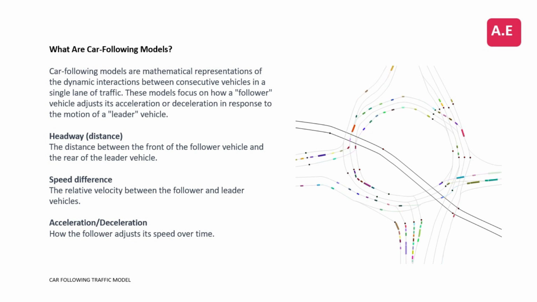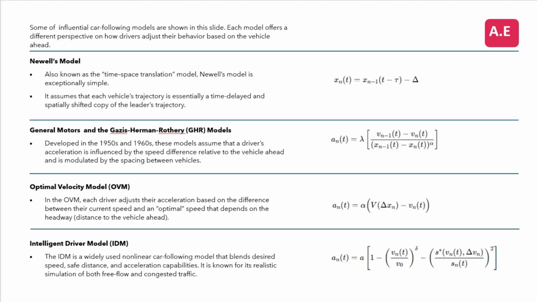Car-following models are essential for understanding traffic phenomena such as stop-and-go waves, shock waves, and congestion propagation. They also play a critical role in designing intelligent transportation systems, ITS, autonomous driving algorithms, and traffic simulation tools. Some influential car-following models are shown in this slide. Each model offers a different perspective on how drivers adjust their behavior based on the vehicle ahead.